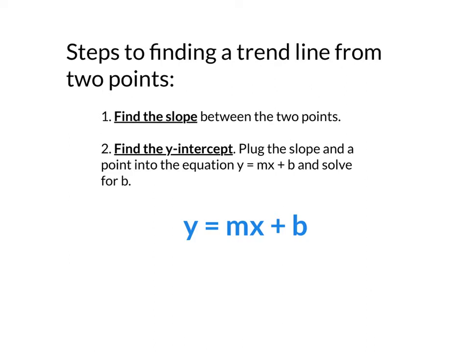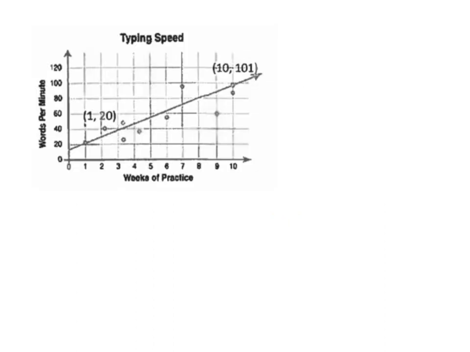First thing you're going to do is find the slope of the 2 points using our formula y2 minus y1 over x2 minus x1. So we're going to find our slope first. Then we're going to plug whatever slope we get from part 1 into the equation along with another point to solve for b, to solve for the y-intercept. And then at the very end, we're going to replace m and b with the values that we found from part 1 and part 2. So let's see an example of this.